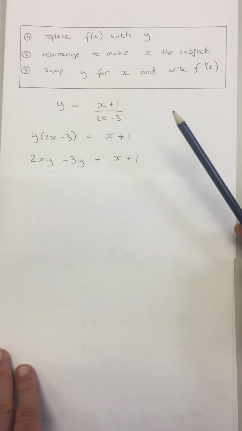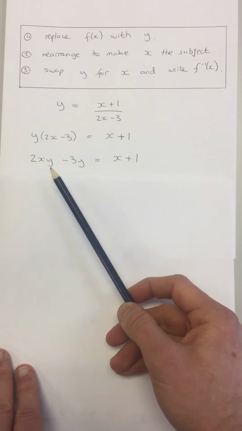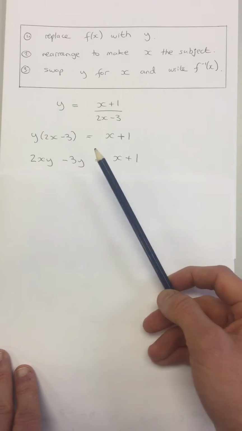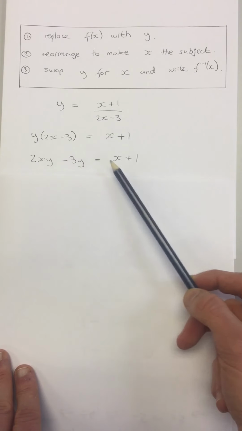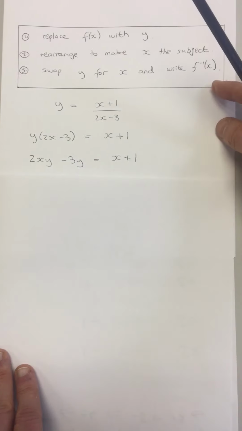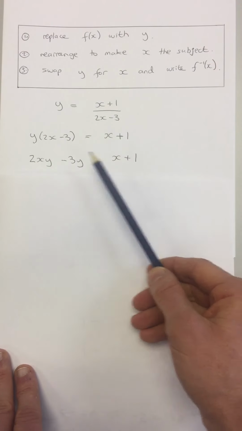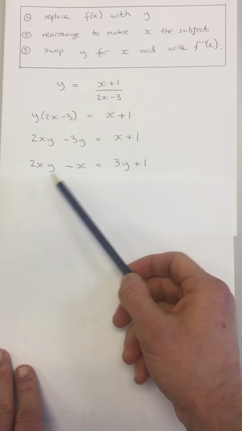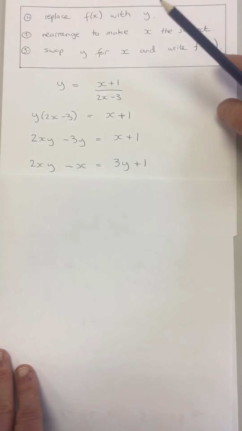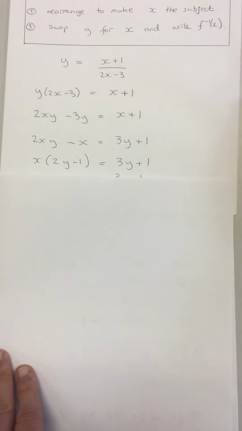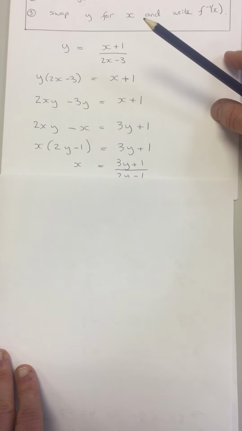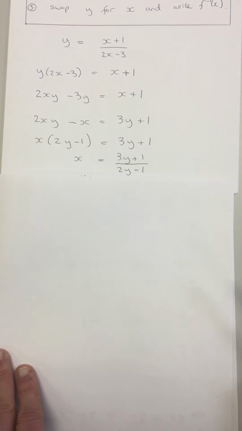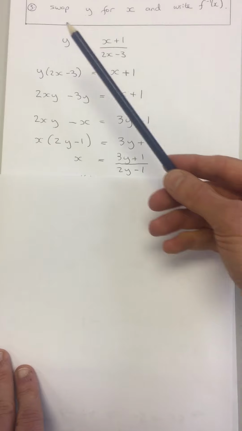I am now going to rearrange this so everything on the left-hand side has an x in it, because that's what I'm trying to make the subject, and anything without an x goes over here on the right-hand side. So basically move this over here, move this over here, like that. I am now going to factorise the x here, so it only appears once. And then I'm going to divide by the 2y minus 1, which gives that. And now I've made x the subject, I'm now going to do the final step.